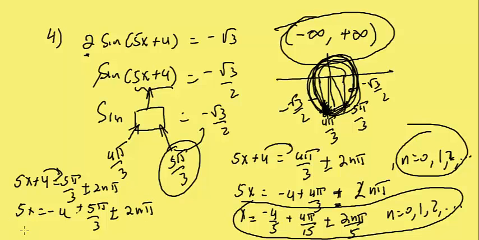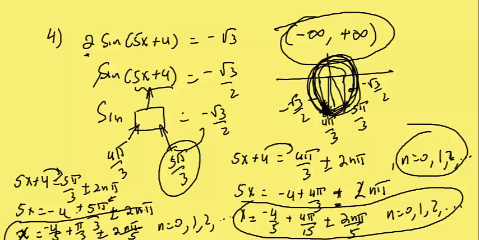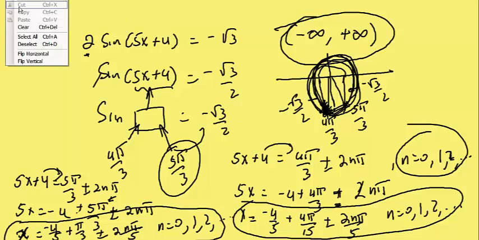I still have to divide by 5, so my x is equal to negative 4 over 5 plus, when I divide this by 5, the pi is going to cancel, I'm going to get pi over 3, and then plus or minus 2n pi over 5. And my n is equal to 0, 1, 2, and so on. And those are my solutions. How many solutions are there? An infinite number of solutions, because I'm going around the circle forever and ever and ever.